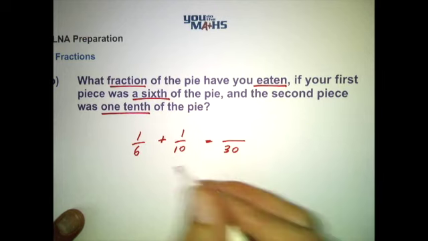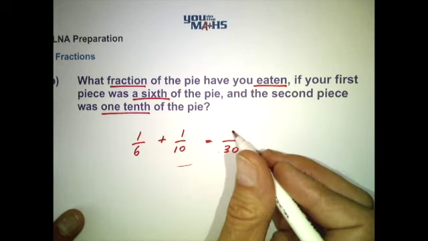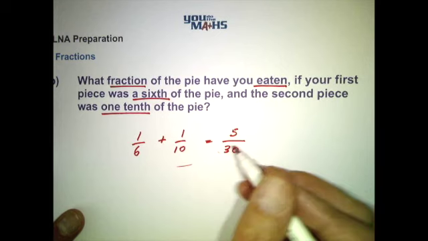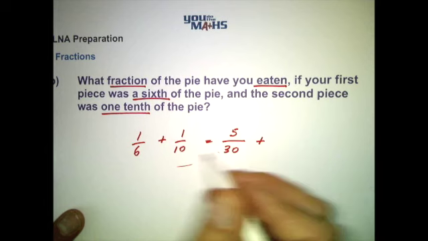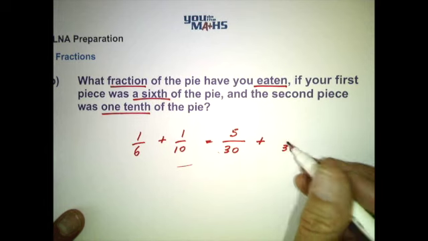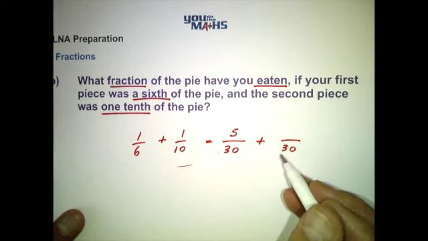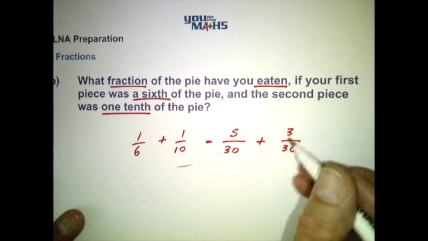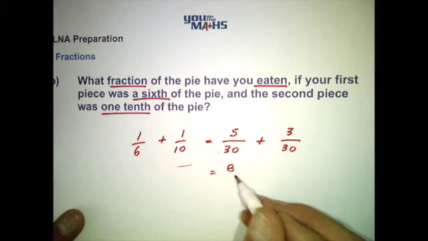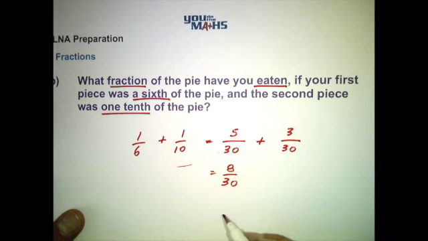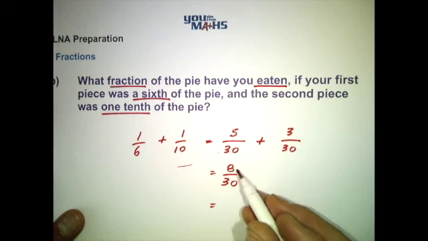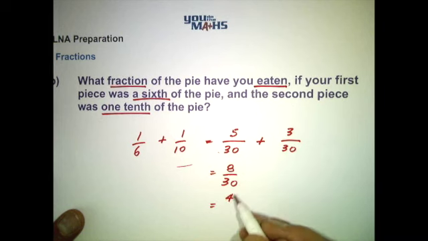Now to change 6 into 30, we need to multiply by 5, so we do the same thing on the top. 1 times 5 is 5. To change 10 to a denominator of 30, we need to multiply by 3. And 1 times 3 is 3. So adding those together, we get 8 over 30 because we add the numerators. And we can simplify that. 2 goes into 8 4 times, and 2 goes into 30 15 times.